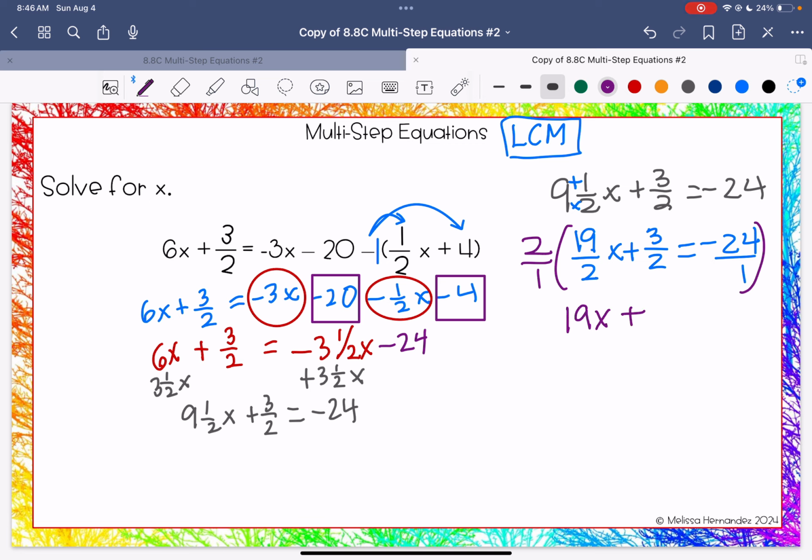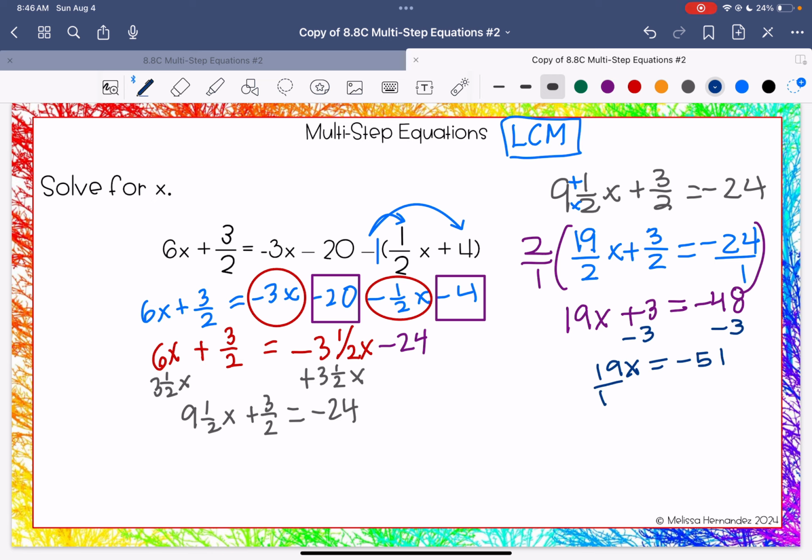And then for this one, it's 2 times 3 is 6. Half of that goes back to 3. And then there's nothing, it's just multiply straight across. So this becomes negative 48 over 1. I'm not going to put the 1. Now I'm going to use the opposite operations or the inverse. And I'm going to go minus 3 to both sides. And I end up with 19x equals negative 51.